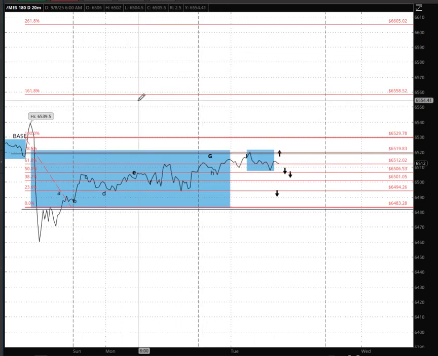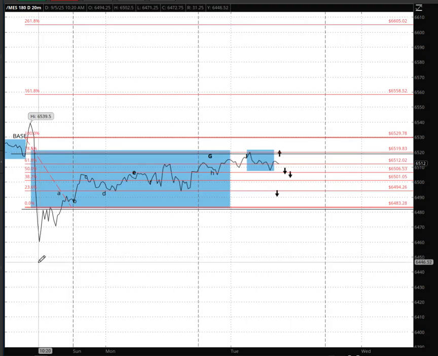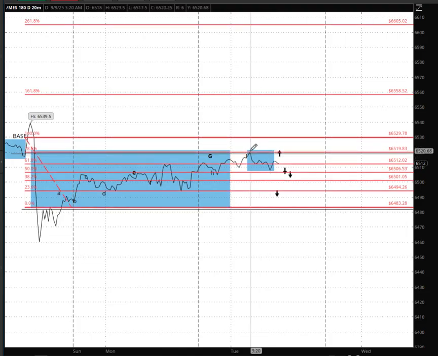Today on the micro, we have a similarity in a standalone fractal. Okay, on the 20-minute chart, rather on a 3-minute chart, we have an A, B, C, D, E, F, G, H, I. Right now that remains the top.